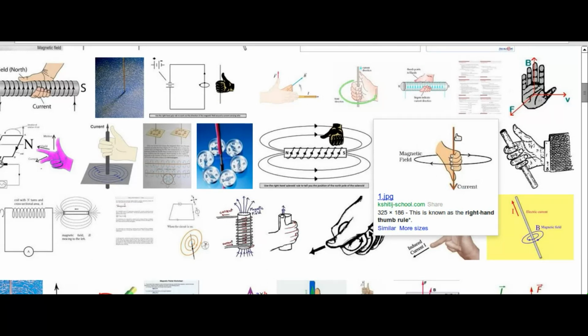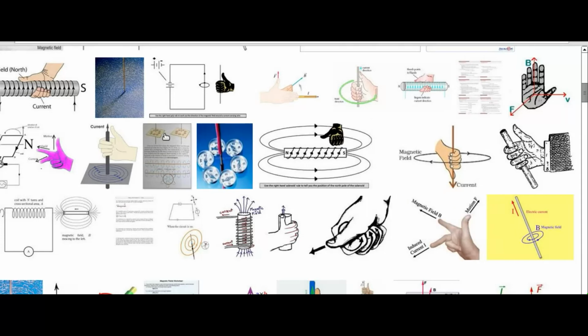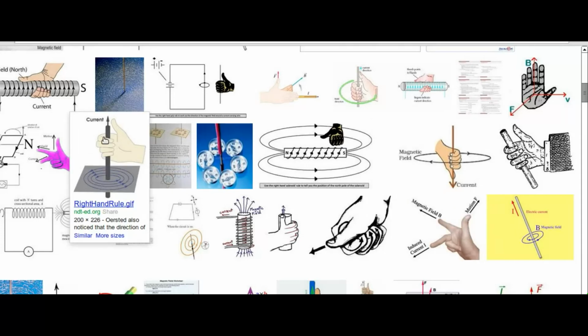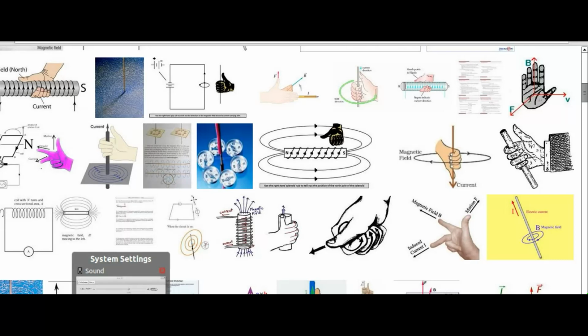So a current carrying wire, which is a linear wire, produces circular magnetic fields. Here is one good example. The current is going up, it is producing magnetic fields in an anti-clockwise direction, and you see the magnetic lines of force which are circular in nature, magnetic field lines.